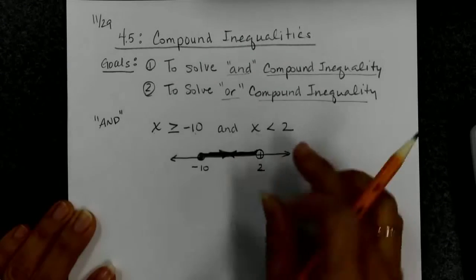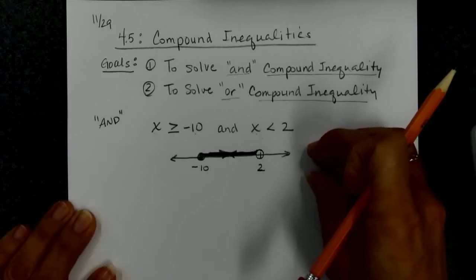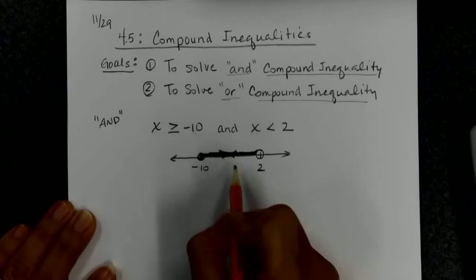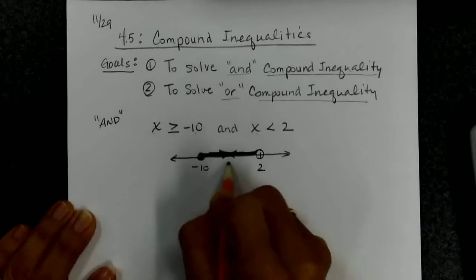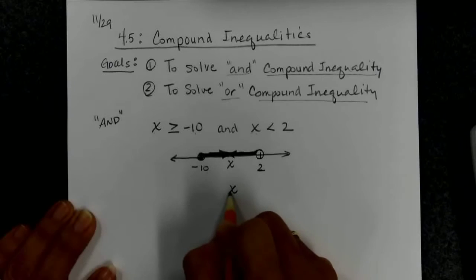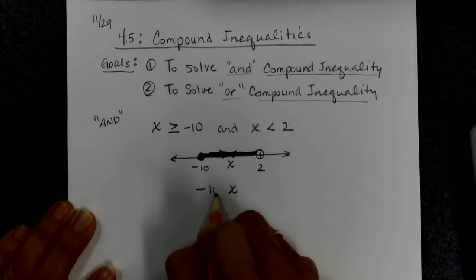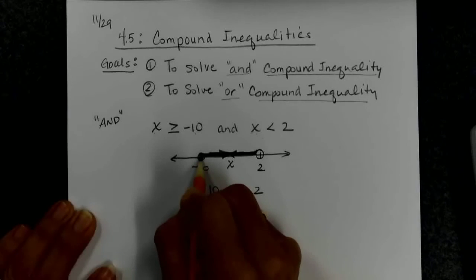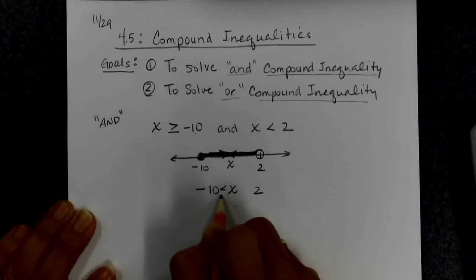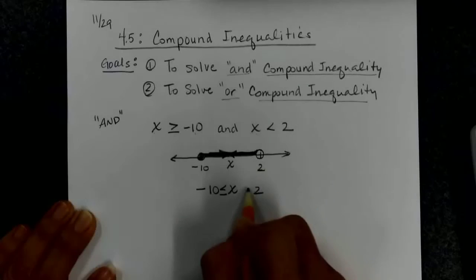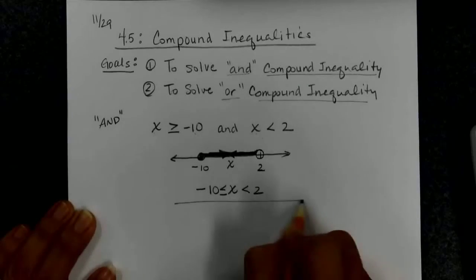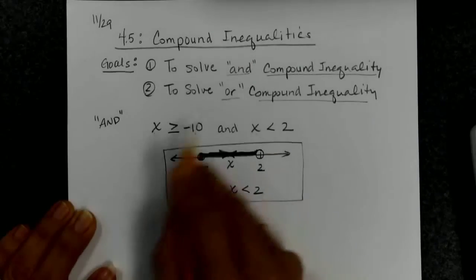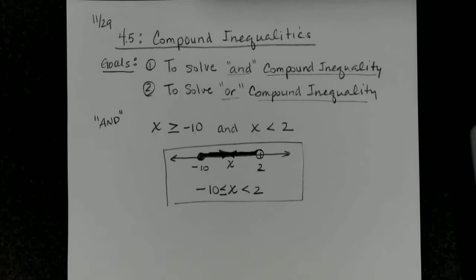And then to write this graph as an "and" compound inequality, we put it together. All these numbers, which are x, are between negative 10 and 2. If you notice, negative 10 is less than or equal to x, and x is less than 2. So this together represents an "and" compound inequality.